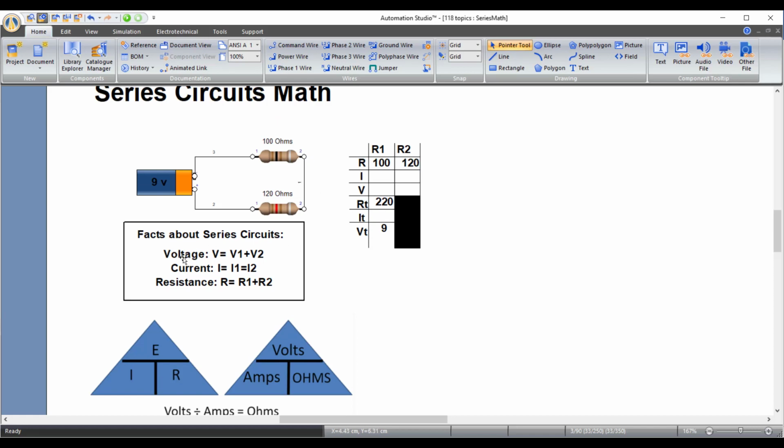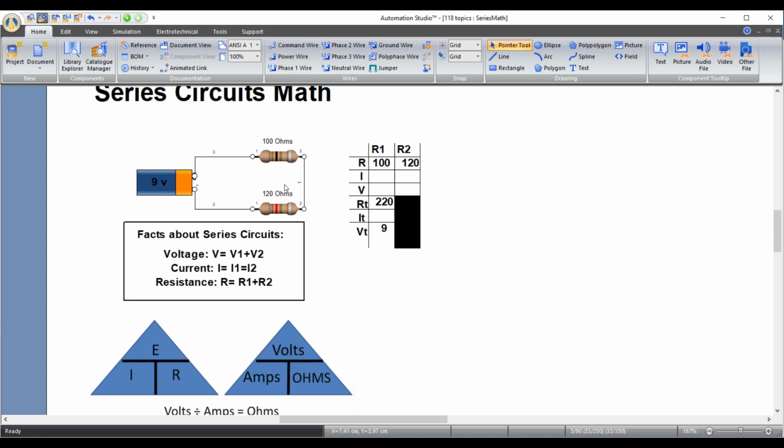So the first thing we know from looking at our facts about series circuits is our current is the same across the whole thing. Resistance is just R1 plus R2 for total resistance. And voltage, we already have the voltage, but that's also V1 plus V2 equals V total.